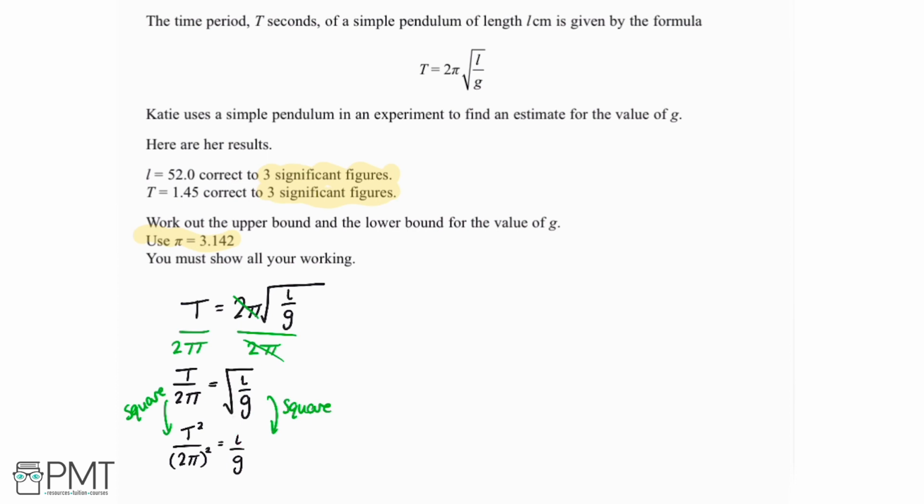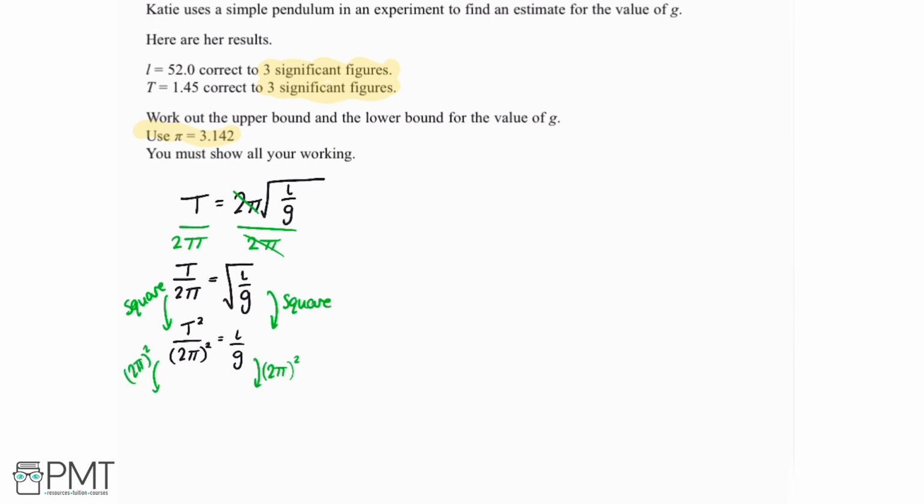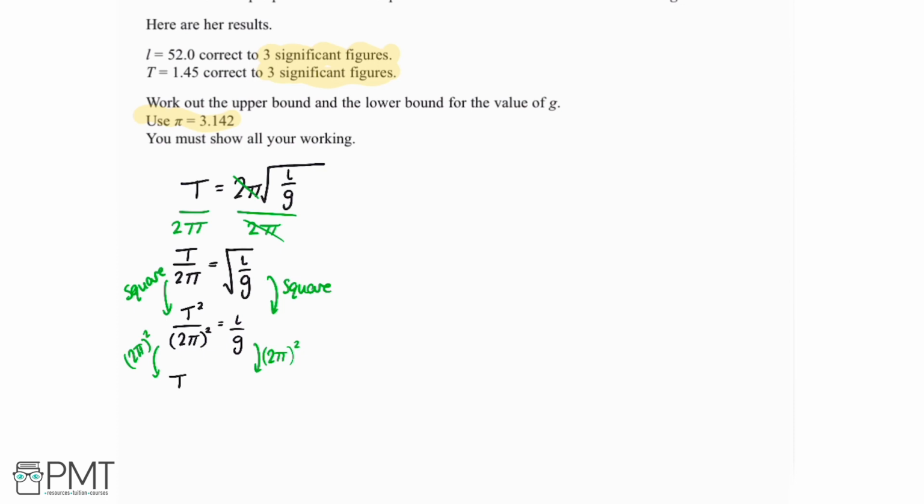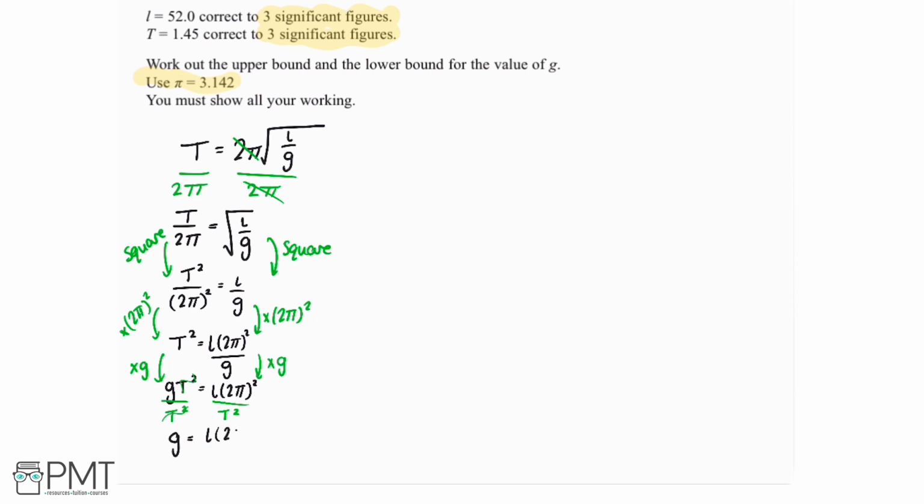So now I'm going to multiply both sides by 2 pi all squared. This leaves us with T squared by itself on the left-hand side, and then L multiplied by 2 pi squared over G. So now we're almost there. I'm going to multiply both sides by G. That gives us G multiplied by T squared equals L 2 pi squared. Now lastly, let's divide both sides by T squared. The T squared here and the T squared here cancel, leaving us with G on the left-hand side, which is what we want, and L 2 pi squared over T squared on the right-hand side.